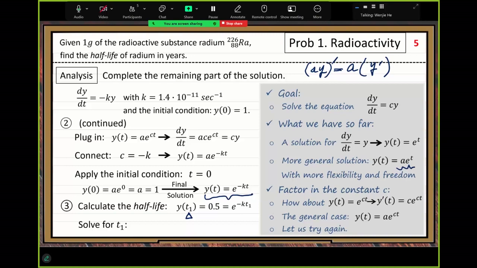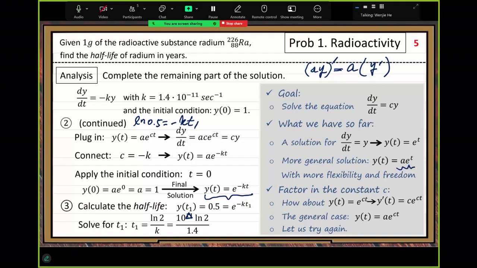So e is gone, right? After simplification, you have T1 equals natural log of 2 over k. I hope you can see it. Because when you take the natural log, directly, natural log of 0.5 equals negative k T1. The first time you take a natural log, left-hand side, natural log of 0.5. Right-hand side, negative k T1.